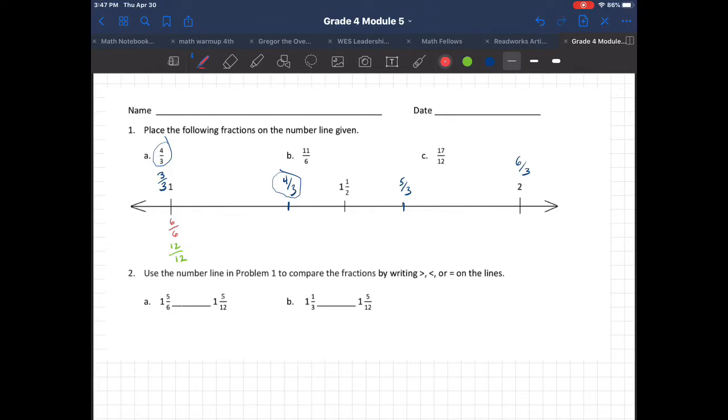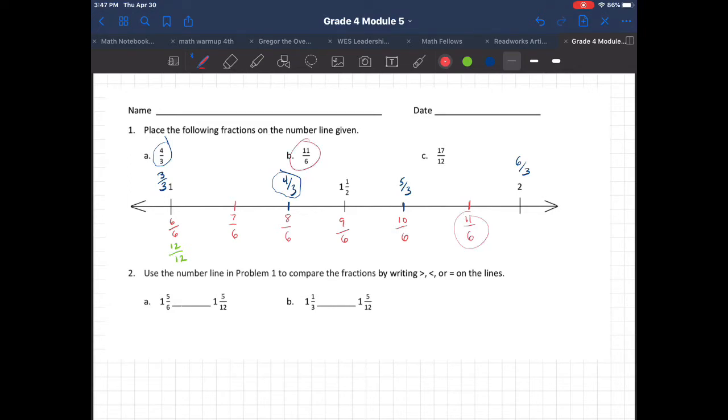So I'm going to do right in between the 3/3 and the 4/3. So 6/6, this would be 7/6. Of course, 8/6. And the half, 9/6, or 1 3/6, same as a half. Here's 10/6. Go halfway between again, and 11/6. So there's 11/6 for you.